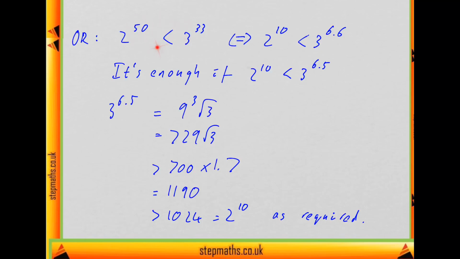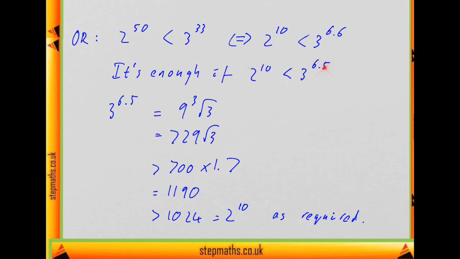So another way of approaching this is thinking maybe I can try and reduce the powers, and like I could do the 5th root of both sides. So that's dividing both powers by 5. So this becomes 2 to the 10, which is good because I know that's 1024. And this side becomes 3 to the 6.6, which doesn't immediately look promising. But if I could show that 2 to the 10 is less than 3 to the 6.5, then this is less than this, and I'm done.